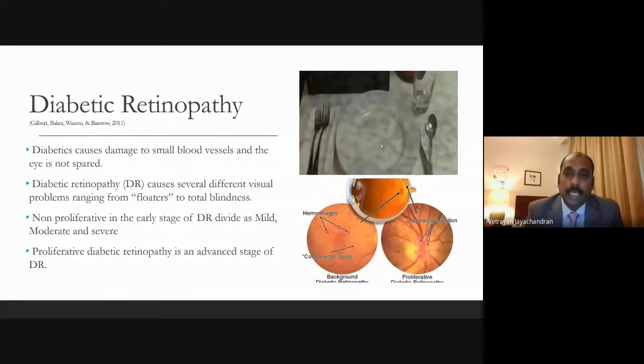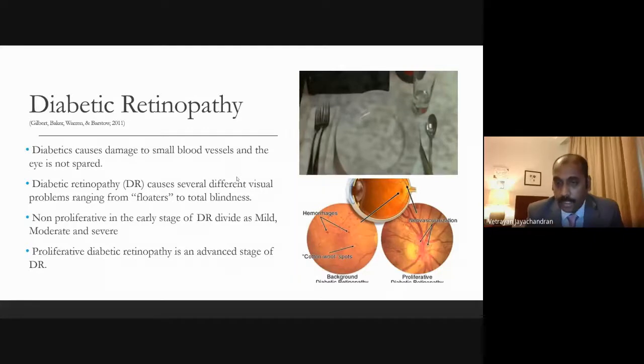If it is in the starting stages it may be manageable, but if the disease progresses, it may lead to total blindness. So we can divide diabetic retinopathy into two types: non-proliferative and proliferative. The non-proliferative type can be divided into mild, moderate, and severe categories.